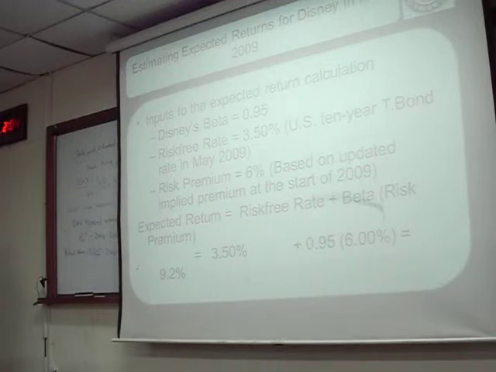So this number is two things. It could be the expected return, the expected money we're going to get. But it's also like a hurdle rate. We're not going to invest in Disney unless we think Disney is going to make these profits. So in the forward-looking implied premium, we were guessing what profit Disney is going to make in the future, then making this into a net present value and arriving at 9.2%.